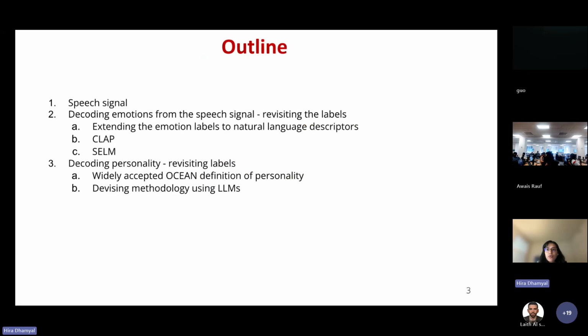So the outline of the lecture is going to be like so. We will first talk about what really is a speech signal and how humans produce speech. And then how do we use this signal as input to neural network models? How do we process it? How does it become a shape that we can input to neural models? And then we will talk about how we can decode emotions from the speech signal, specifically revisiting our understanding of how emotions are represented, and then a couple of different models that I have explored, and then how we can decode personality and revisit the labels of personality.